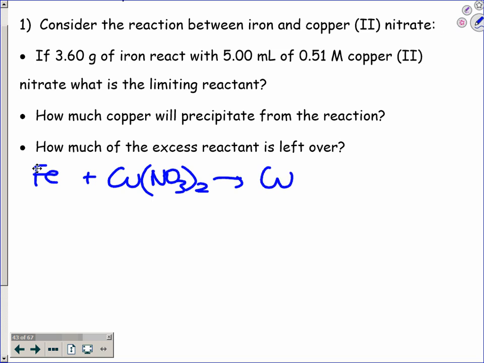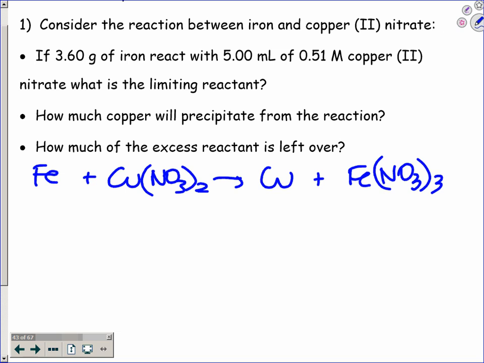So we're doing a what kind of reaction here? So a metal single replacement. So we're definitely going to be popping copper out of this reaction. And what else do we need? FeNO3, parentheses 3 to show the charge of iron.